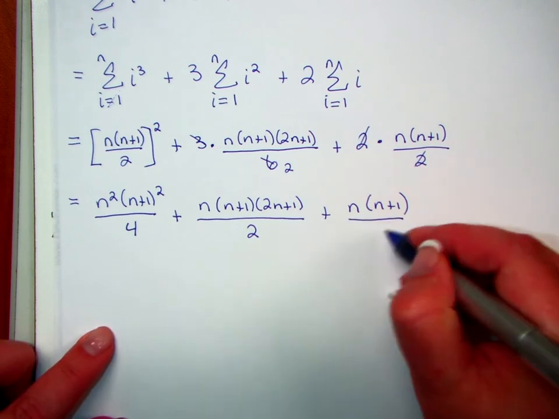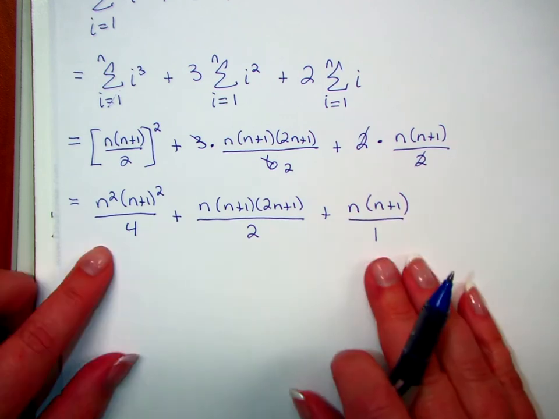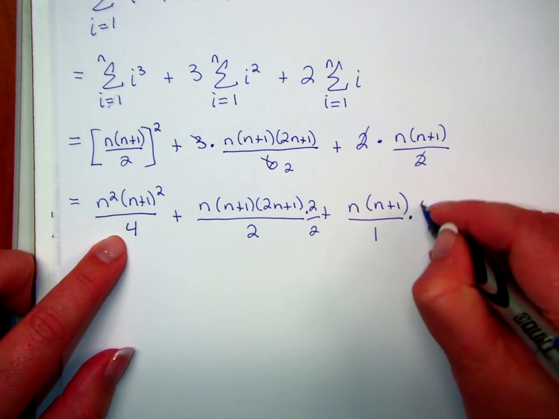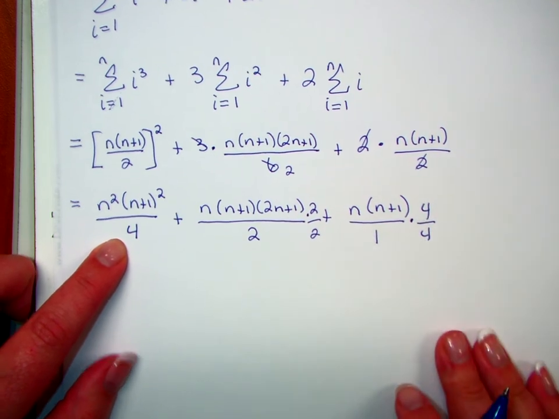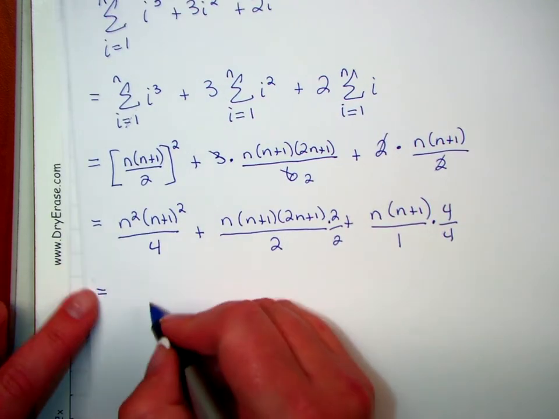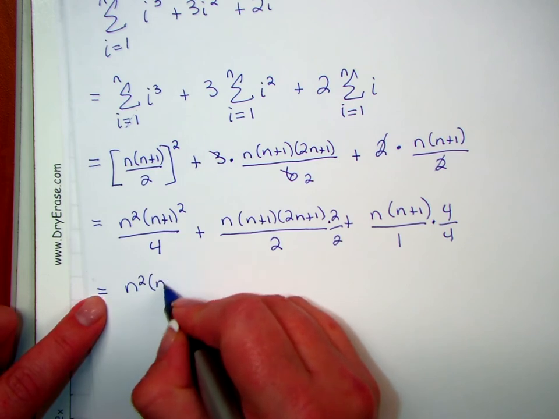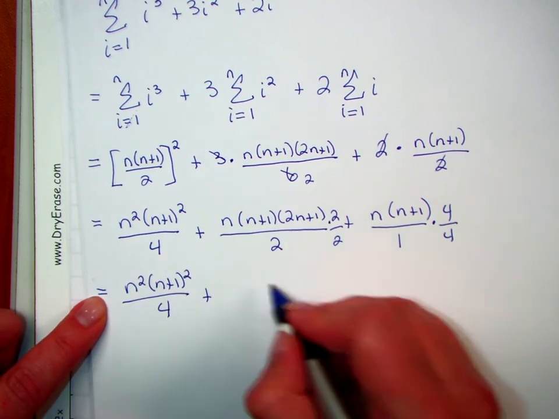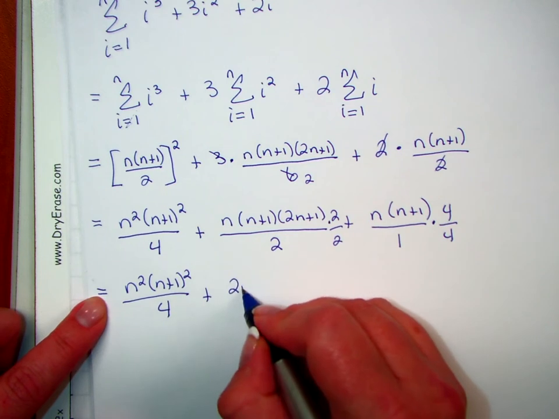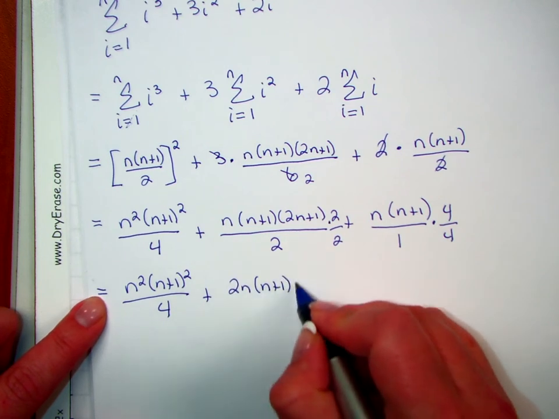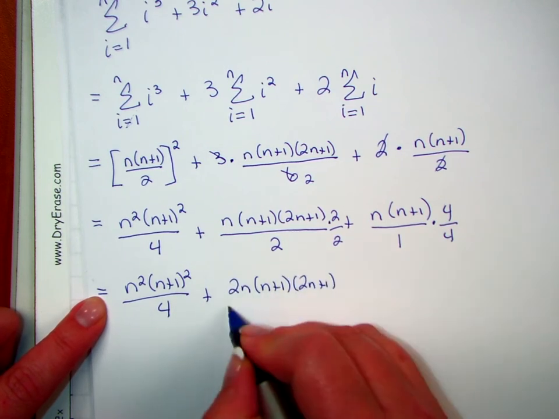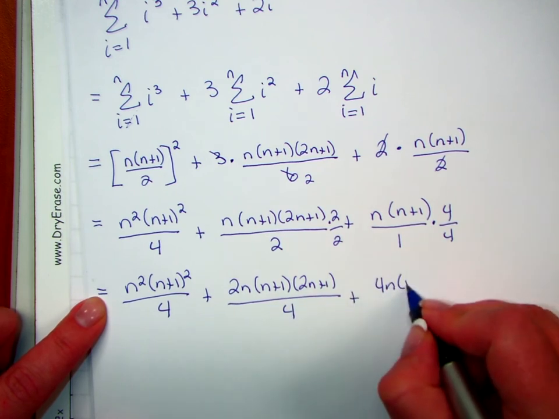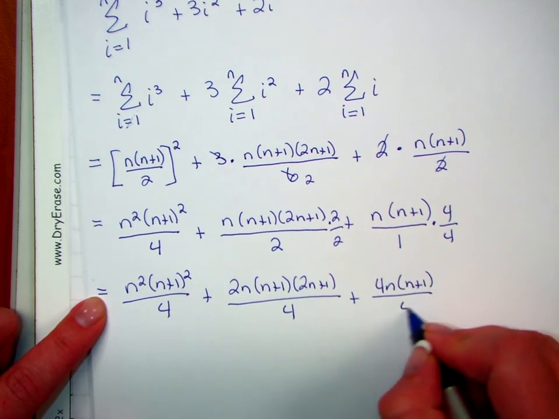So the common denominator looks like it's going to be 4. So I'm going to multiply this one by 2 over 2, and I'm going to multiply the last one by 4 over 4. And so I'm going to get n squared times n plus 1 squared over 4 plus 2n times n plus 1 times 2n plus 1 over 4 plus 4n times n plus 1 over 4.